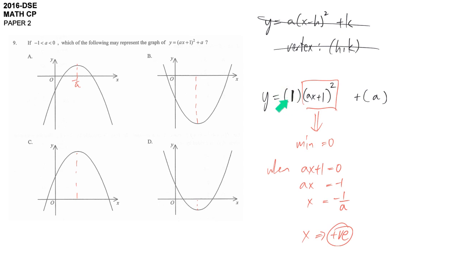This is positive 1, the coefficient of the square. So when x becomes extremely large, this will still be positive. That's why it's opening upward. The answer should be B or D. A and C are nonsense.